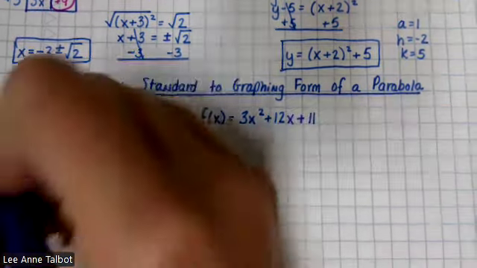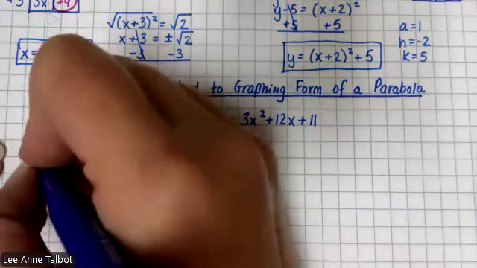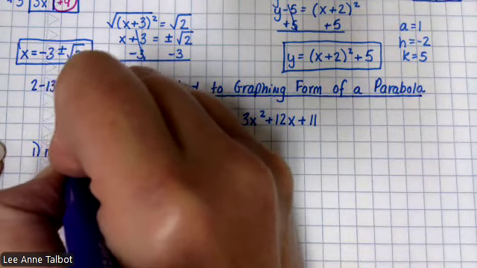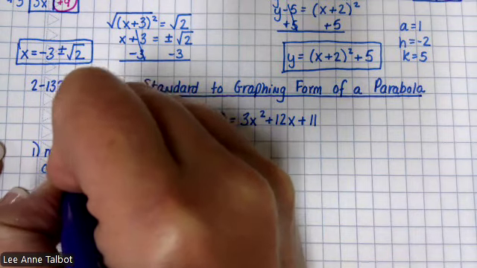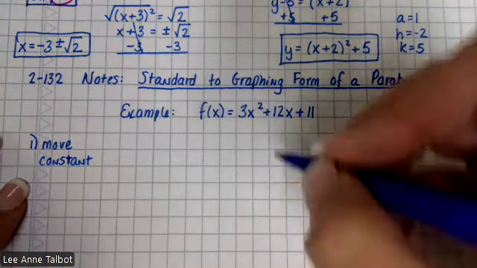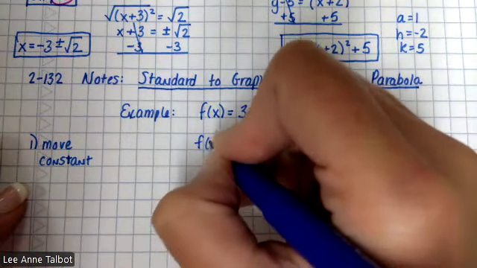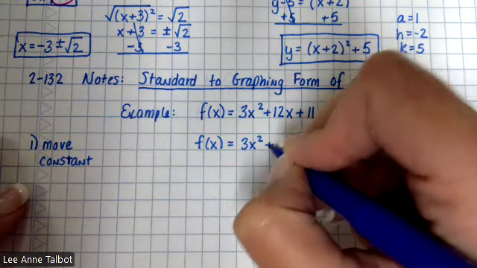Okay, so we're going to write the steps out. We're going to be careful and go slow. Step 1, move the constant. Okay, so because this is notes, I'm going to rewrite the problem down again. You don't have to.